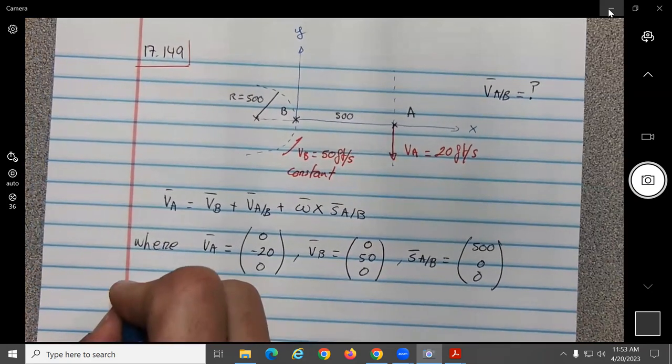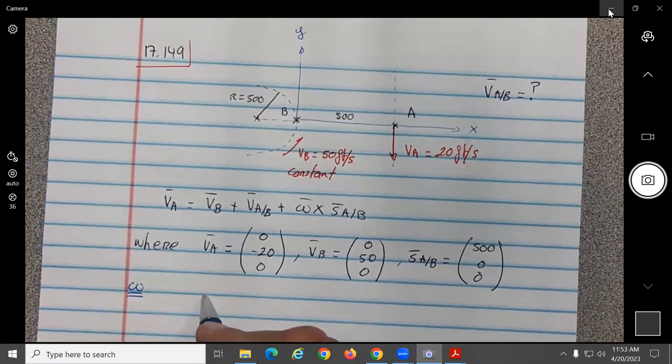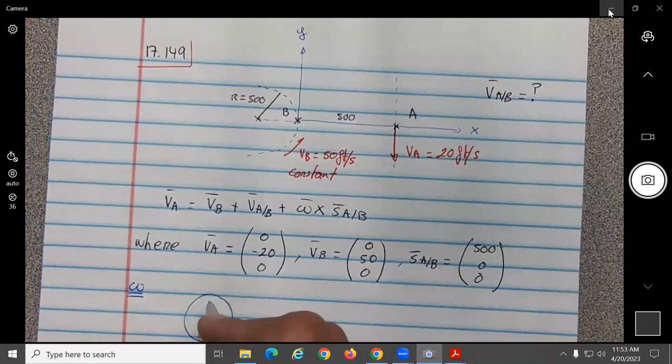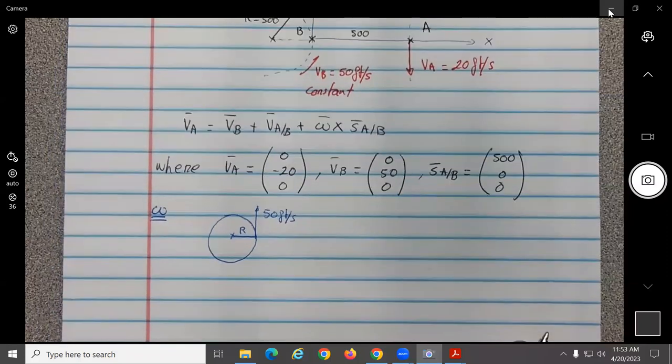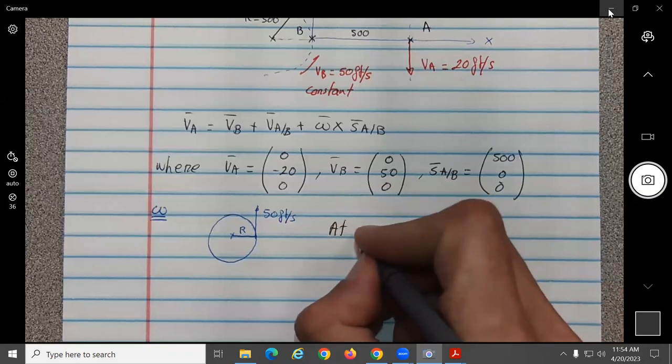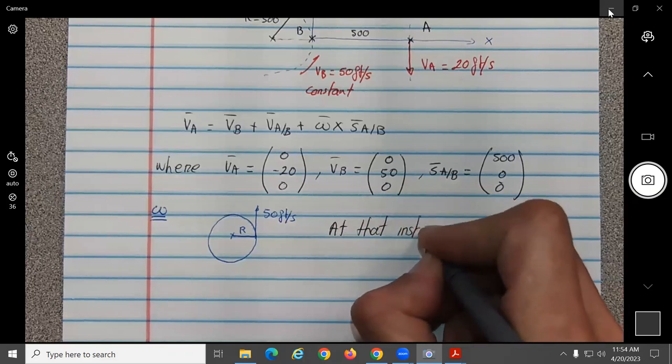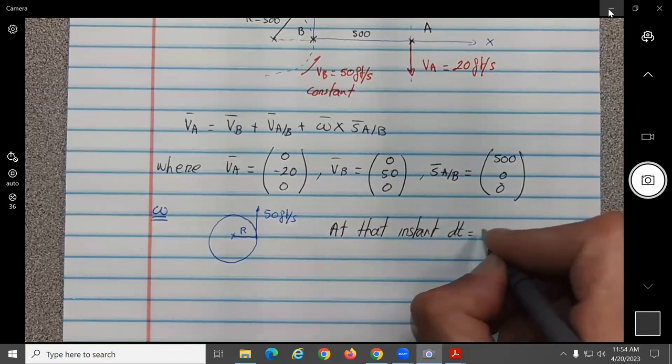So how do we determine omega? What we need is to find omega. Remember that in kinematics, we work as if we take pictures with a camera. You take a different picture each time, and then you say, at that instant, I want to know what is the velocity and the acceleration. So let's say at a given instant.